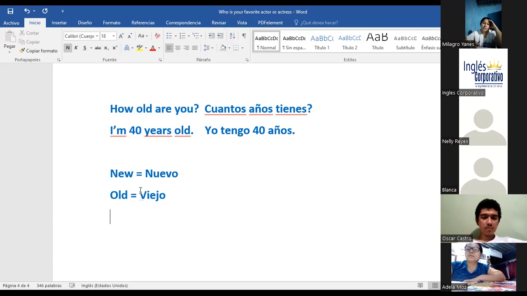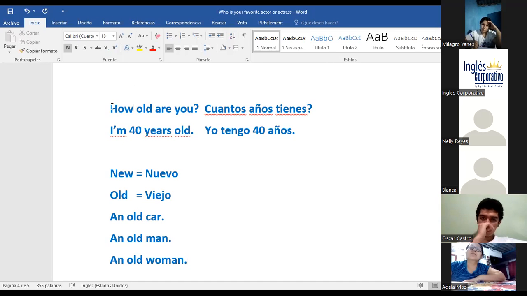But this is if you say, for example, an old car, un carro viejo, right? An old car. En personas, para no sonar tan fuerte, se puede decir an old man. Un hombre mayor, right? An old woman. Una mujer mayor, right? O sea, así en vez de usar viejo, okay? Y aquí, how old are you? Es, ¿cuántos años tienes? Okay? Good. Y para responder, I am 40 years old.